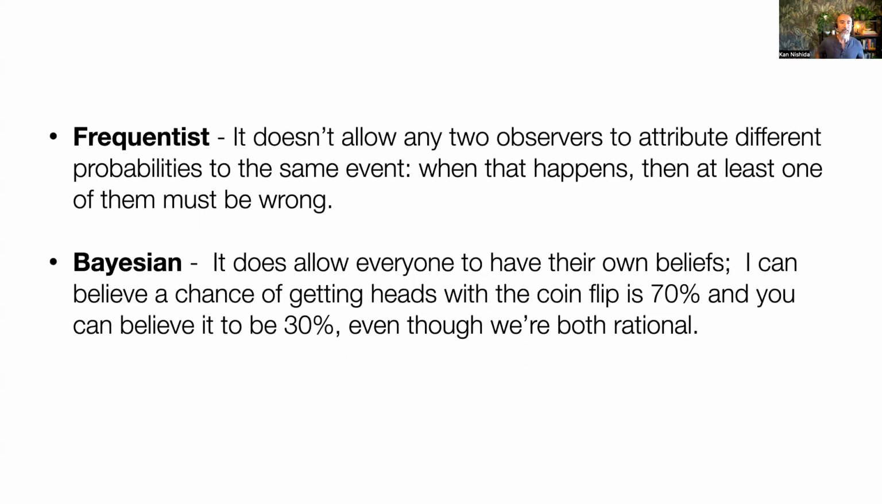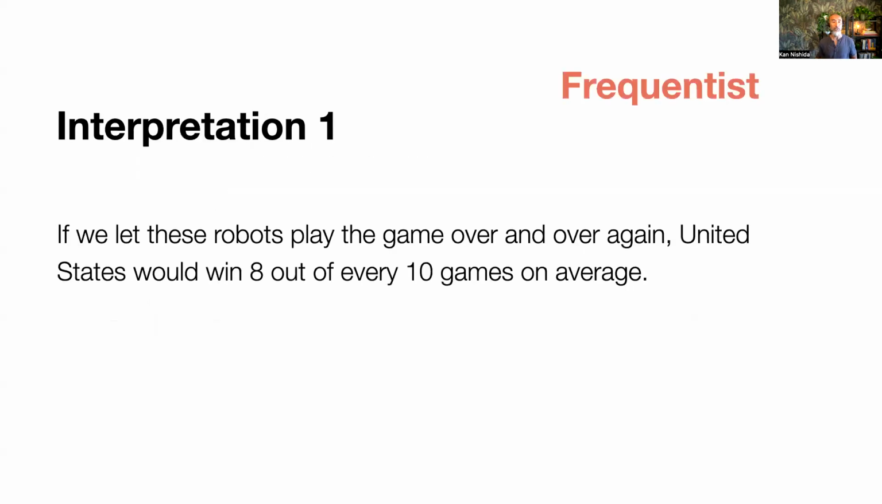So the frequentist, again, doesn't allow any two observers to attribute different probabilities to the same event. When that happens, at least one of them must be wrong. As opposed to the Bayesian world, which does allow everyone to have their own beliefs. I can believe the chance of getting heads with the coin flip is 70%, and you can believe it to be 30%, and that's okay. We are both rational, but it's okay because it depends on my degree of belief as opposed to your degree of belief.